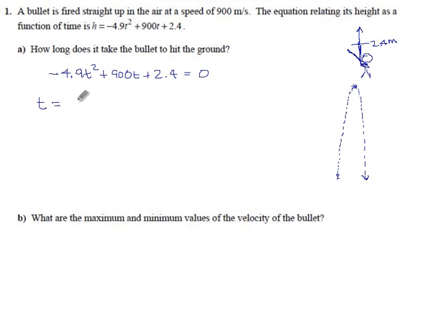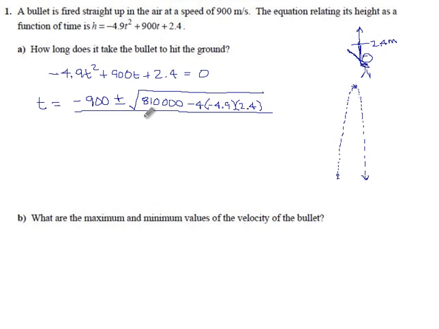So, quadratic formula, minus b, and plus or minus. We know one of these answers is going to be junk, probably the negative one, but I'll leave that in too for now. Plus or minus root. B squared is 900 squared, which is 810,000, I believe. Minus 4 times a times c, delightful number, all over 2 times a, which is minus 9.8.